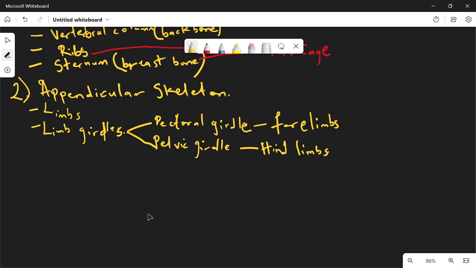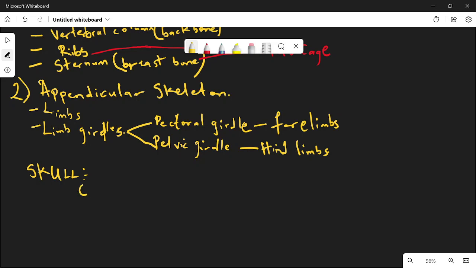What do we refer to as the skull? The skull is the bone of the head, and it is divided into three. We have the cranium or the brain box, we have the facial skeleton, and then the jaw.